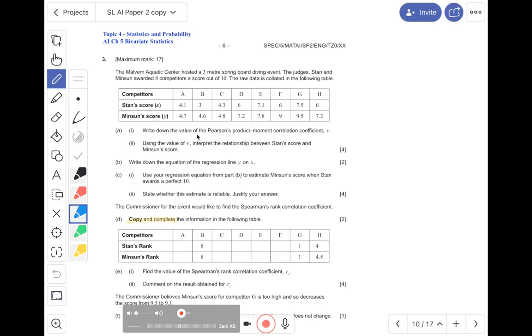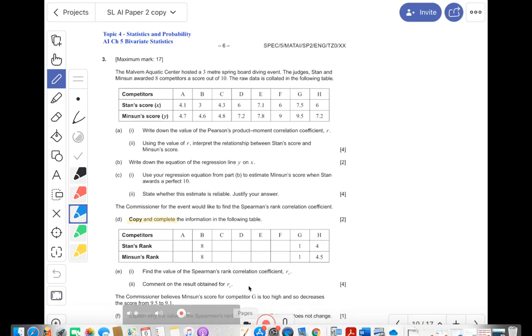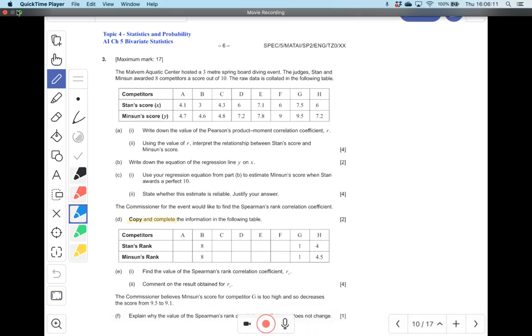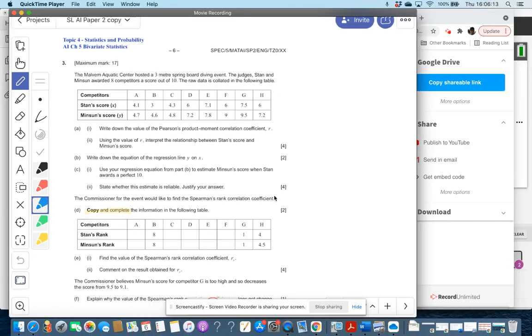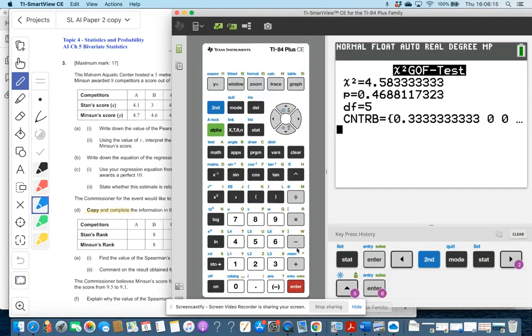Find the Pearson's product moment correlation coefficient. Okay, so is there a correlation between Stan's score and Minsson's score? Using the value of r, interpret the relationship between Stan's score and Minsson's score. Okay, so again, I'm going to lose a little bit of time here putting this into the calculator. Didn't put it in advance.